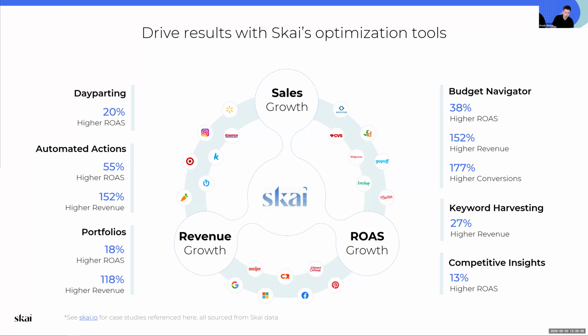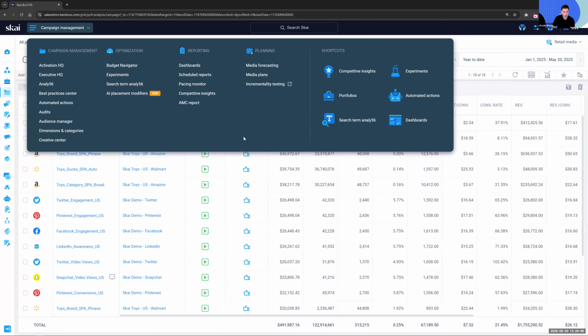But we thought it'd be fun that for this session, we would actually just do a demo and show you some of those features in action and just make it more relevant. So here we are, we're in Skai now, right? We've got all of our publishers in one place. We've got all those jobs to be done, optimization, reporting, planning, et cetera. And there's a ton we can do within here.